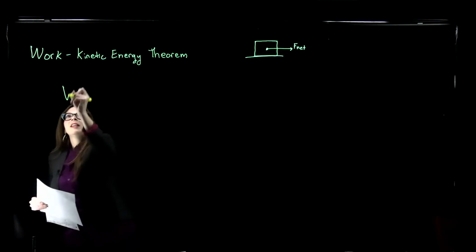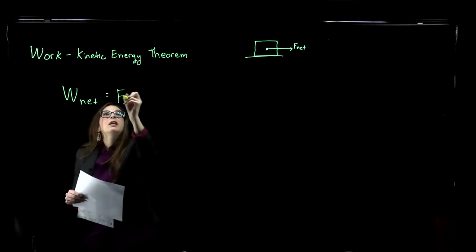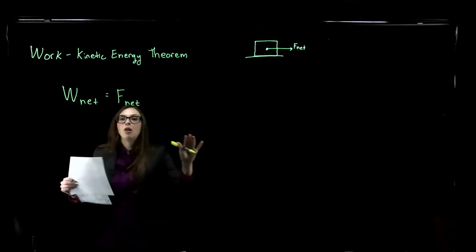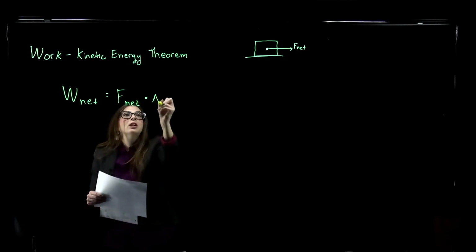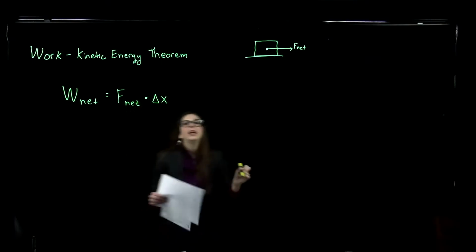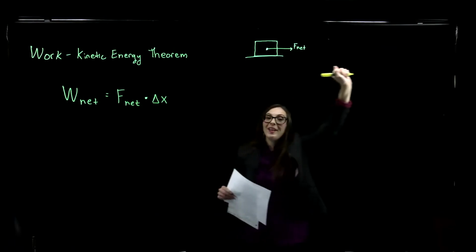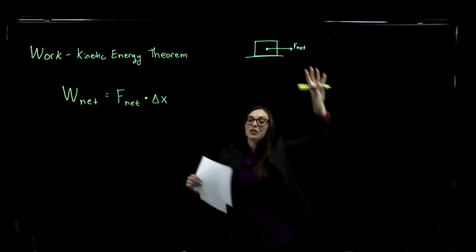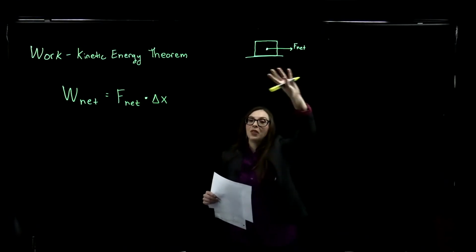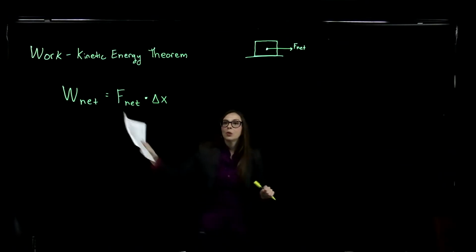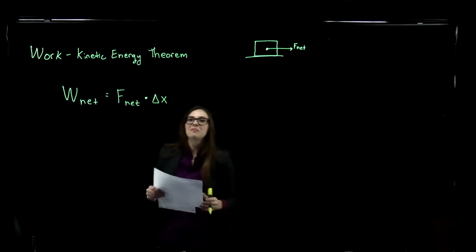So we know that the net work is equal to the net force, the sum of all the forces applied, times our direction of motion. I'm going to call it delta x, our change in position. Imagine we have an object, we're pulling on it, the sum of all the forces in the horizontal direction is our net force, and we move it some distance.